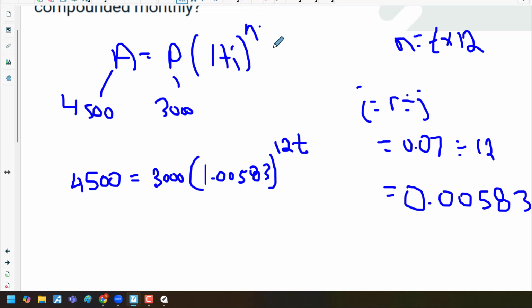Now I replaced n with 12t, because t times 12 is 12t. Just so you know. Now, if that's confusing, we can leave that till the end and leave it as n for now. And at the final step, just deal with that 12.